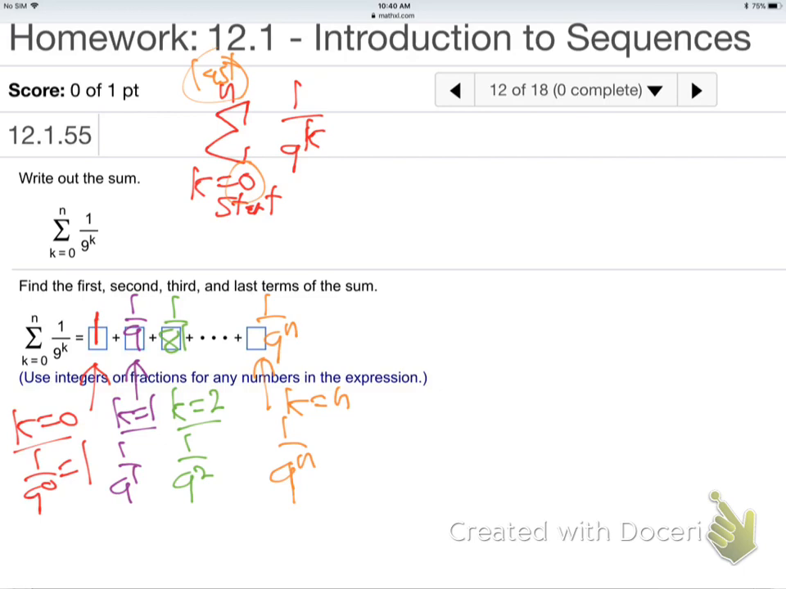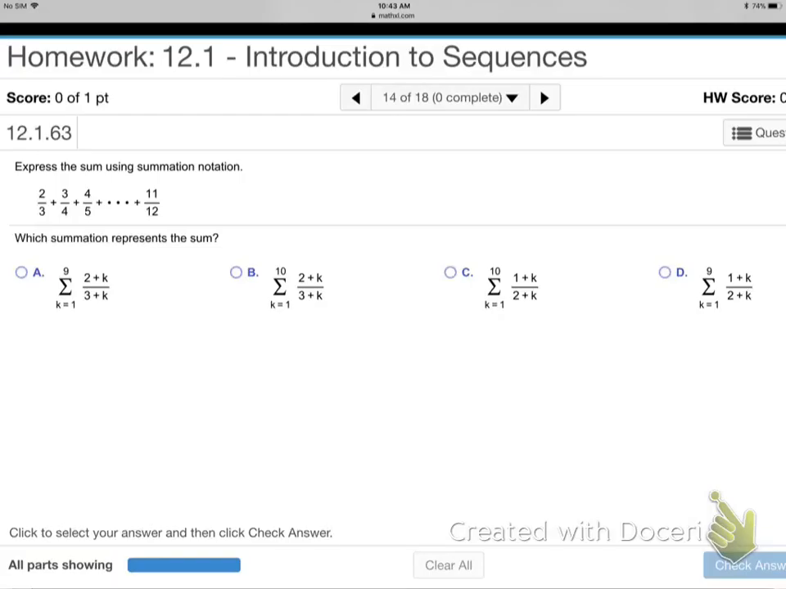All right, I'm going to move on unless you have questions. So they're giving me that list: 2/3 plus 3/4 plus 4/5 plus ... plus 11/12. So there's a list. Which of these formulas produces that list?